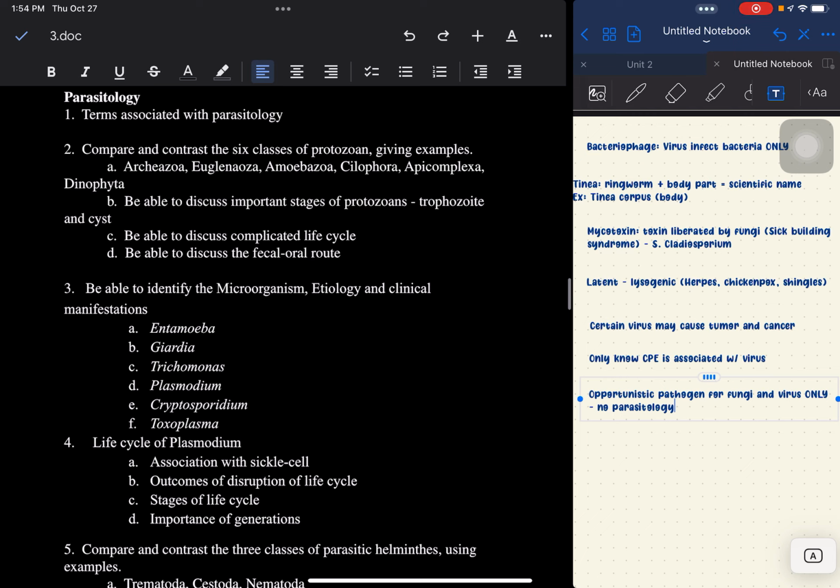So that might be a question: which of the following organisms produces pseudohyphae? And the only one that will make sense there will be Candida. It's the only yeast that's identifiable by morphological characteristics. The others all look alike. You have to do other things.